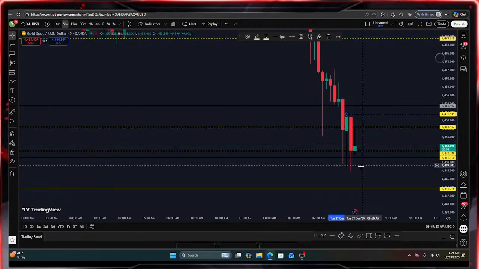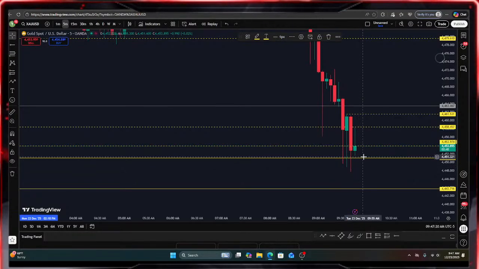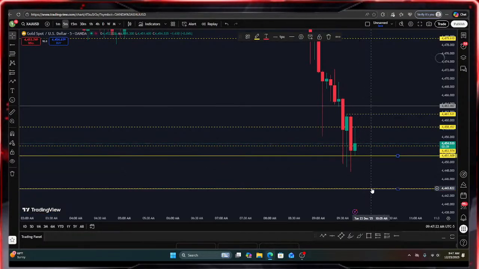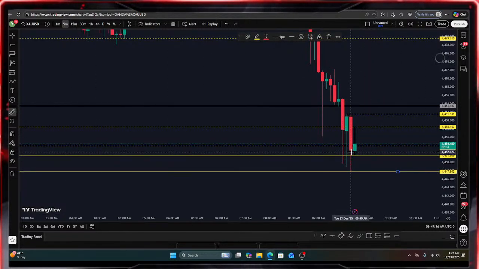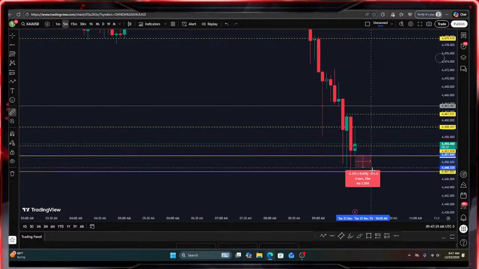This should be enough to fill the previous candle wick, because that's what we're looking to target as well. The previous 15 minute candle wick. It's like what, a 40 pip range going down, something like that. Yeah.